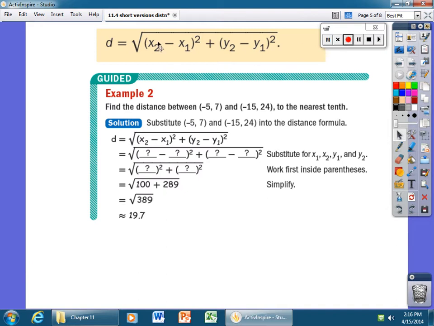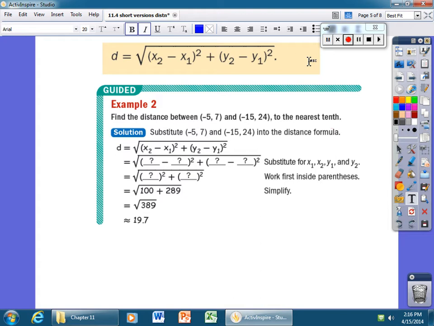So this is the distance formula in more general terms. We subtract our 2 x's and square it. We subtract our 2 y coordinates and square it, and then we square root it. If we're looking at this example down here at the bottom, I'm going to put in the numbers. So I'm going to subtract the 2 x's. In this blank, I would put in negative 15. In this blank, because I'm subtracting my x's, I'd put in the negative 5.